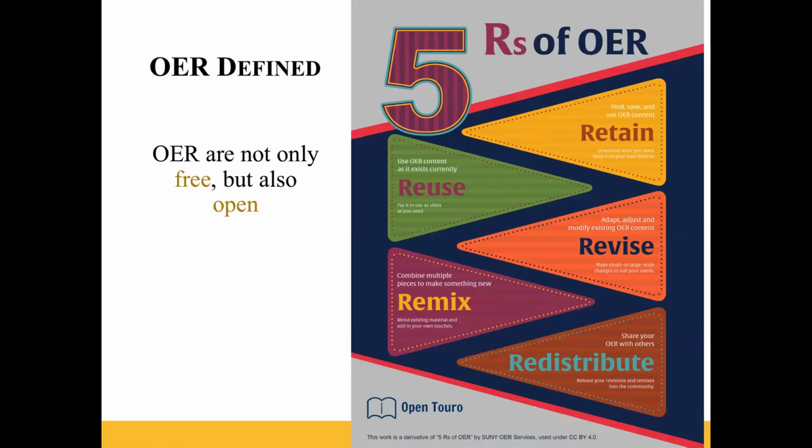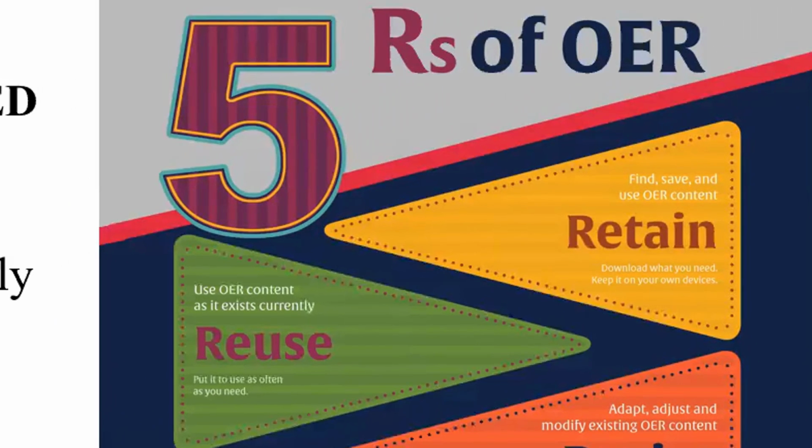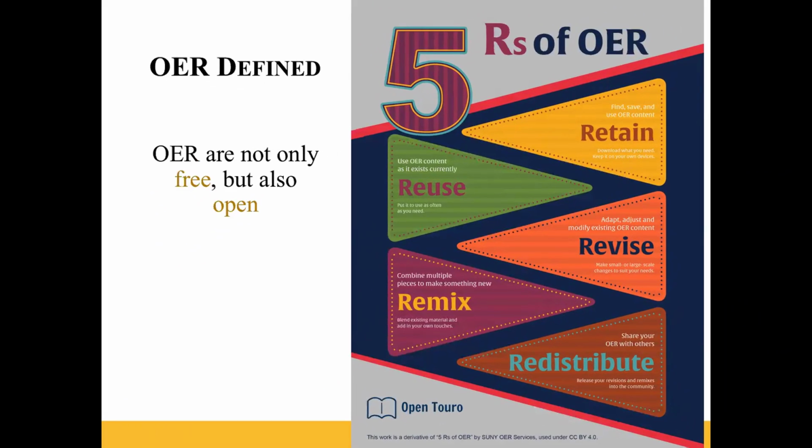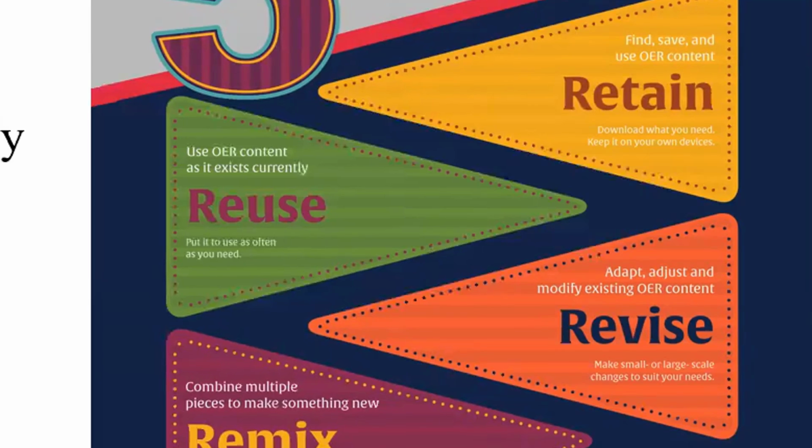With OER, you have these 5 rights, the 5 R's of OER. The right to retain, so to find, save, and use content. You can download what you need and keep it on your own devices. You also have the right to reuse, so to use OER content as it exists currently and put it to use as often as you need.